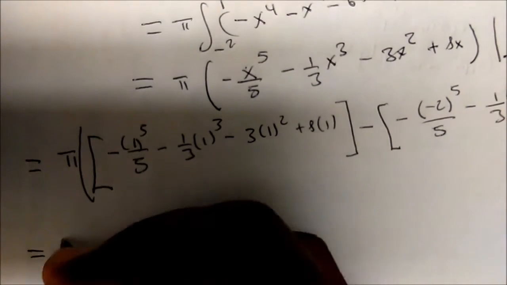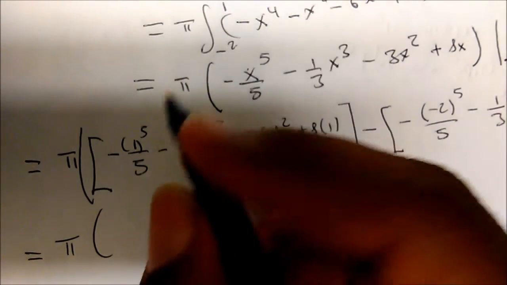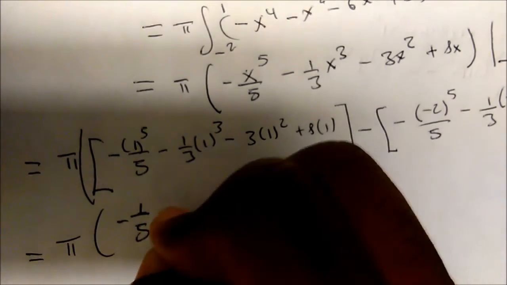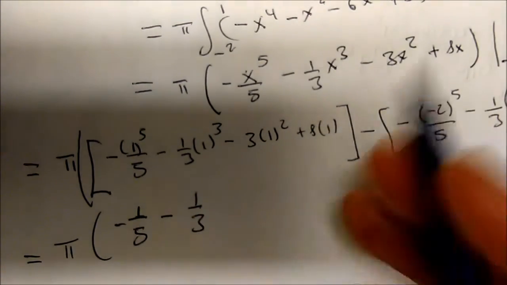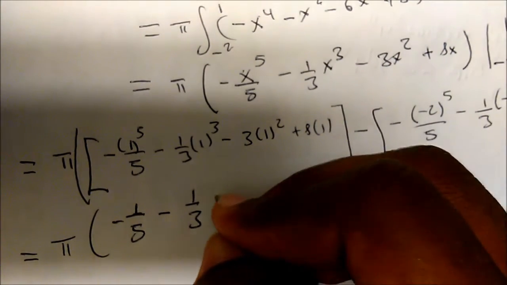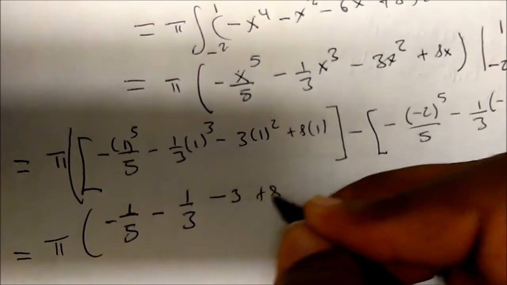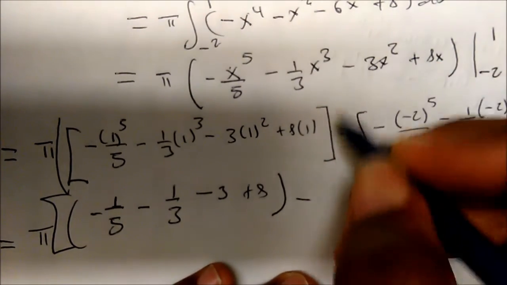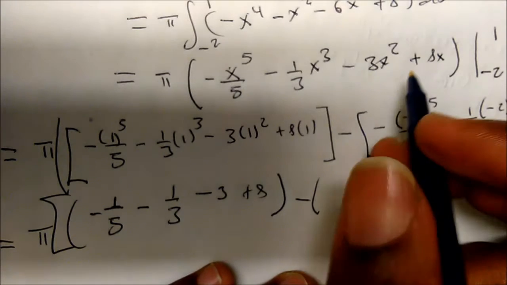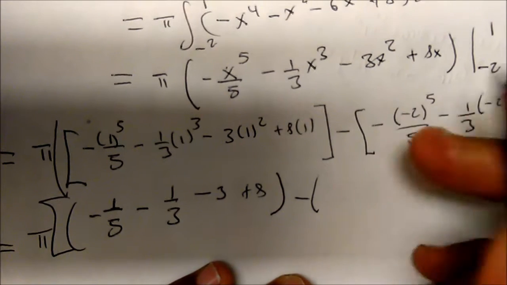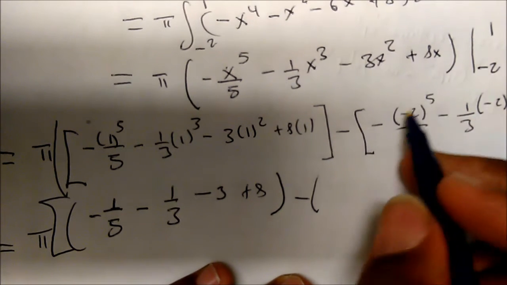Now, what will I get? I will get pi times, well, negative 1 to the fifth is just negative 1/5, then negative 1/3. Again, nothing changes because I have a 1. 1 squared is just 1, so negative 3 times 1 is negative 3, plus 8. These are my numbers. I'm going to subtract that, with a big parentheses because my pi has been distributed. I still have a negative outside, and so that will become positive.